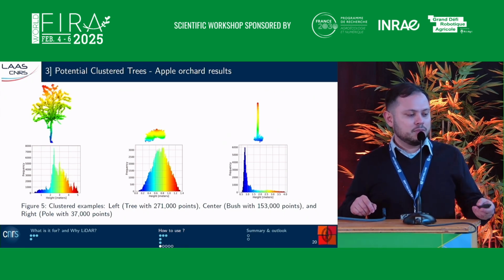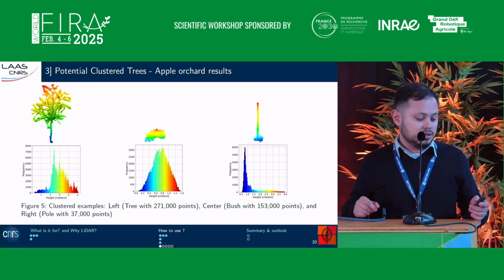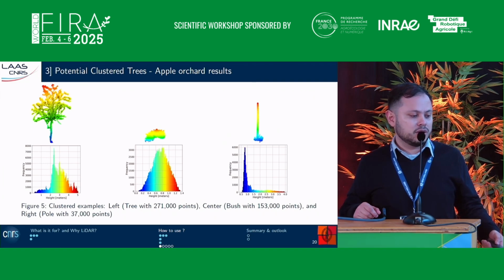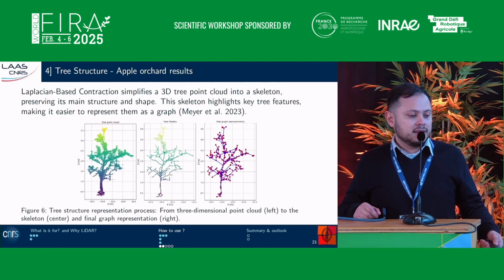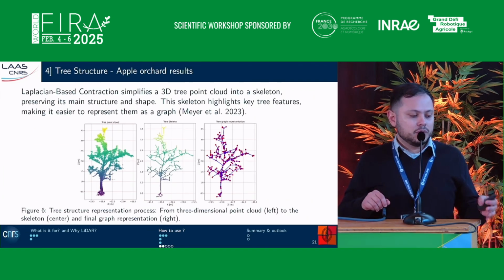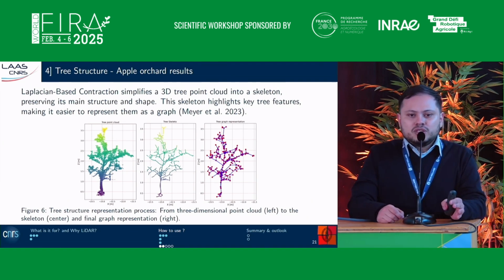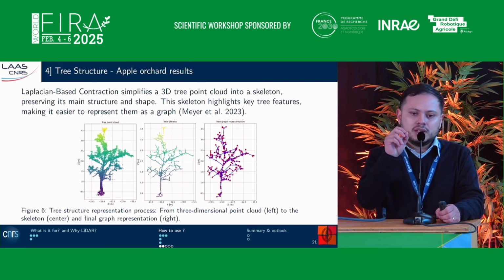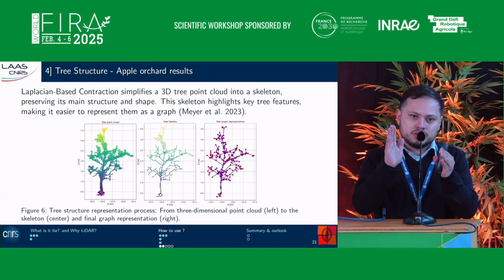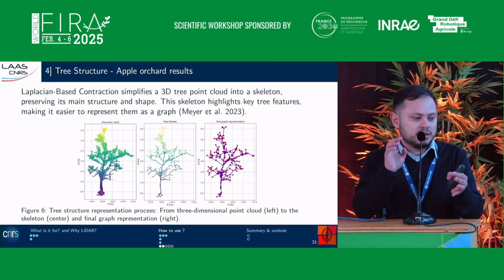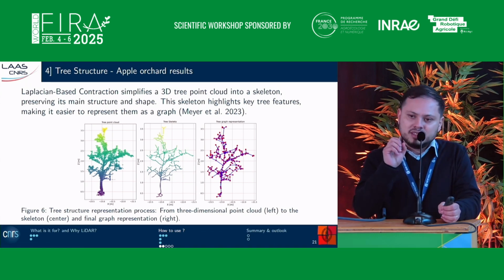So that's one example of our individual clustering results for the orchard. And then we need to process to analyze the data. Today, I will focus just on the structure analysis. So basically, we take each tree and we apply some skeletonization methods, so we can reduce the point cloud, focusing on the structure.